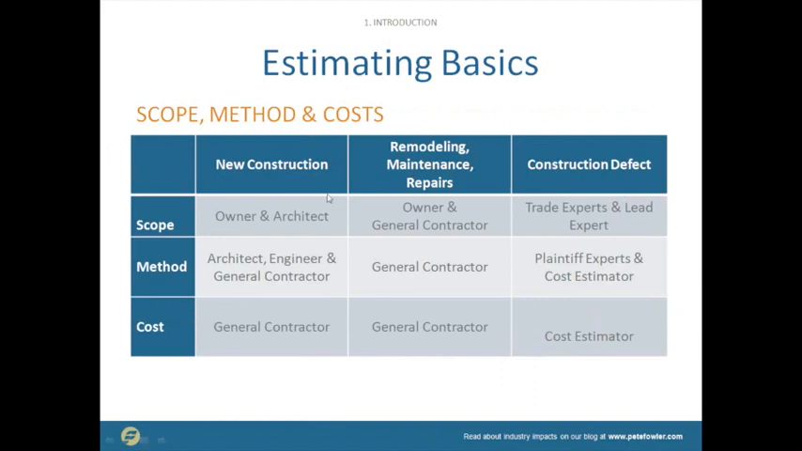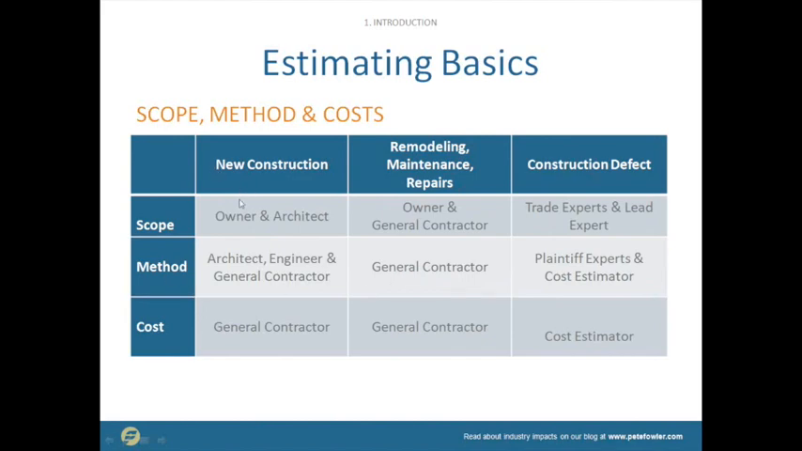And the question here, what this matrix shows is, who's doing the defining? Is the architect and the owner, are they defining what's happening? Are they setting the scope? Or is it a construction defect case where you have trade experts and a lead expert who's defining the scope of the work? Or is it a remodeling project, a home, where the owner and the general contractor are defining the scope of the work? And the method, the general contractor is deciding how everything goes.